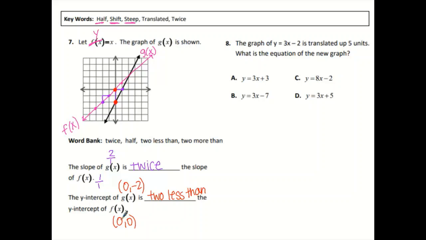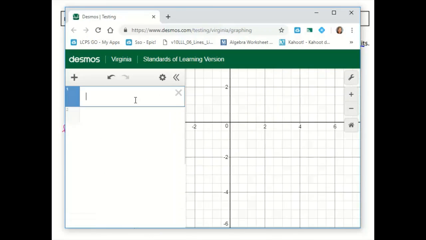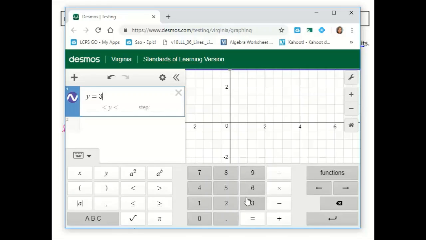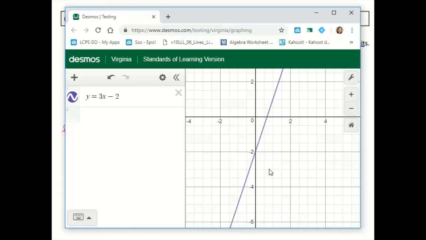And lastly, if we look at number 8, it says the graph of 3x minus 2 is translated up 5 units. What this means, translated up, means I'm taking this graph and shifting it up 5 units. What is the equation of the new graph? Okay, so let's take a look at what our old graph looks like. It says y equals 3x minus 2. So that's what my graph looks like. And now it's saying I'm shifting up 5 units.